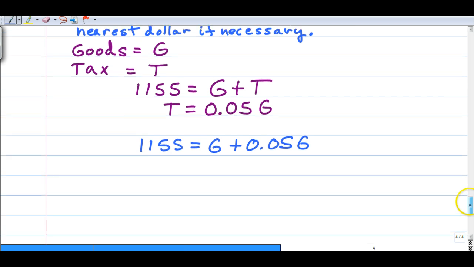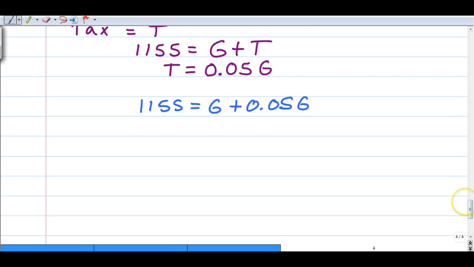Smooth the page down slightly so we have a little bit more room to work. Continuing on, let's simplify the problem first. I have a G and a G. These are like terms. Now remember, in front of this G here, there's a 1, even though we don't see it. So this is 1 plus 0.05. So we have 1.05 G. On the other side, we have 1,155.